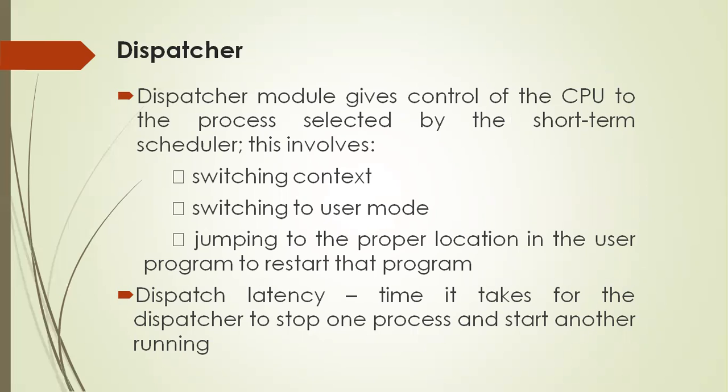That involves three major steps: switching context, that means the information of the currently running process should be stored in its process control block; switching to the user mode; and jumping to the proper location in the user program to restore that program. So these are the three main steps involved in the dispatcher. Dispatcher latency is the time it takes for the dispatcher to stop one process and start another process. So after process 1 finishes executing, the CPU should be given to the next process. It takes a little time to leave process 1 and go to process 2. That time we call dispatch latency.